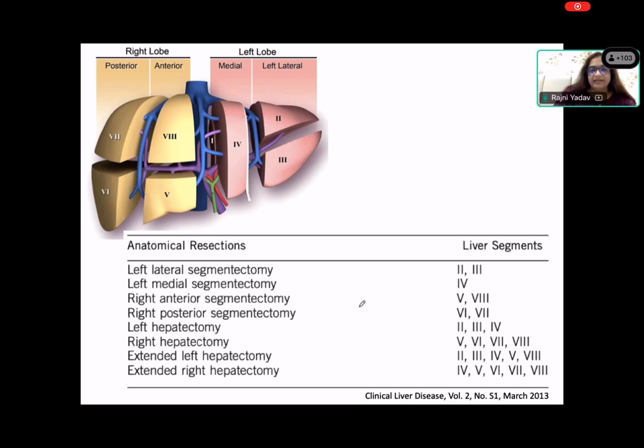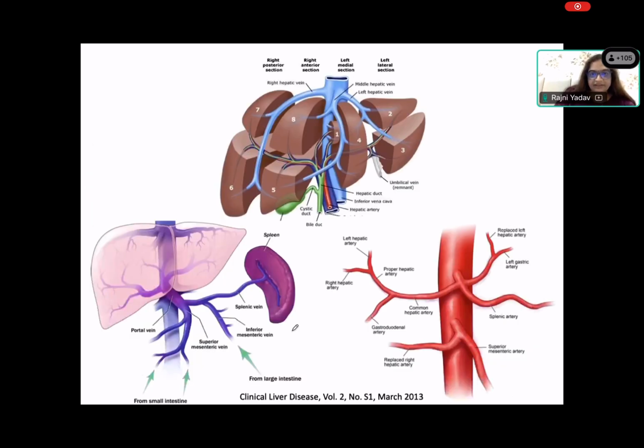Nowadays, with the advancement in imaging, smaller lesions are being detected. That is why you want to carry out resections focusing on some segments only, so that you can retain the rest of the portion nicely, and the patient can have a better quality of life. This again highlights the outflow: the right hepatic vein, middle, and the left. These 3 hepatic veins join to form the common hepatic vein, which drains into the IVC.